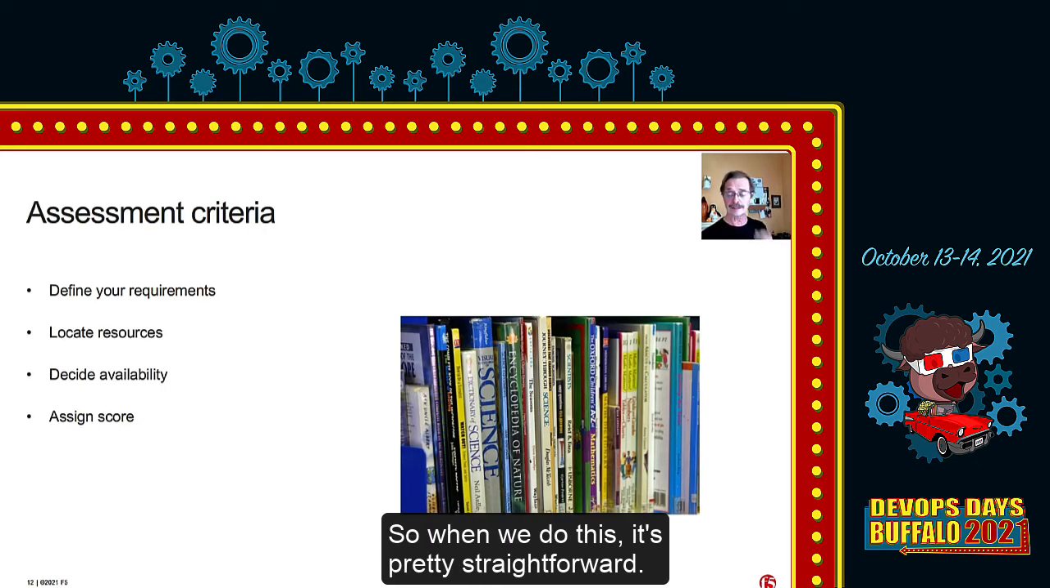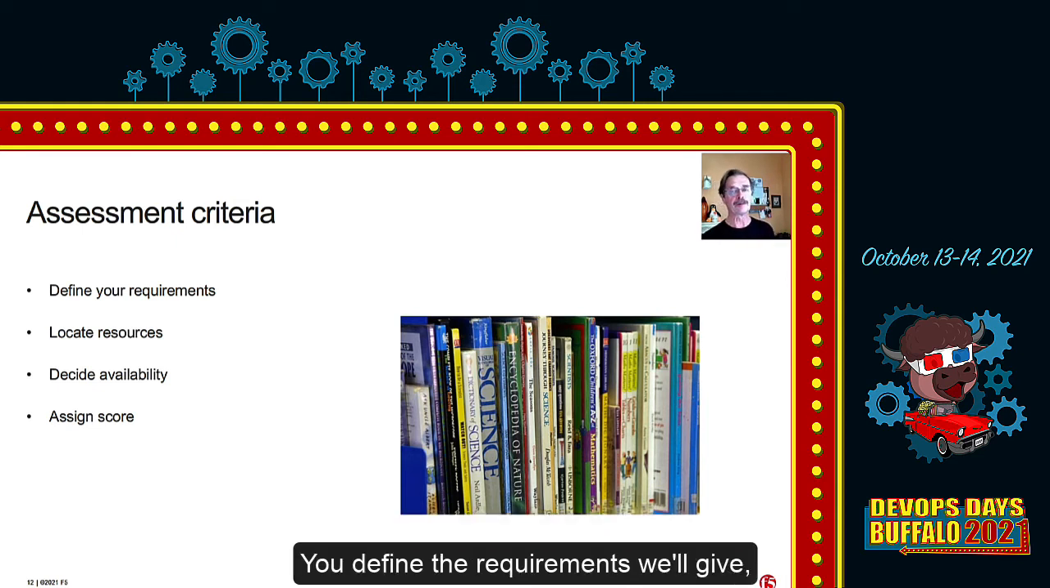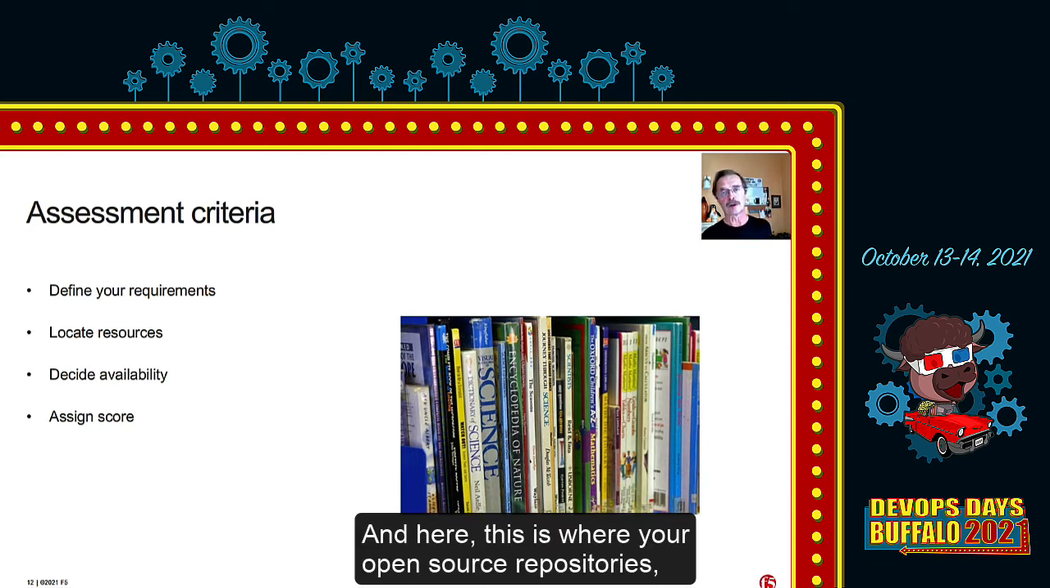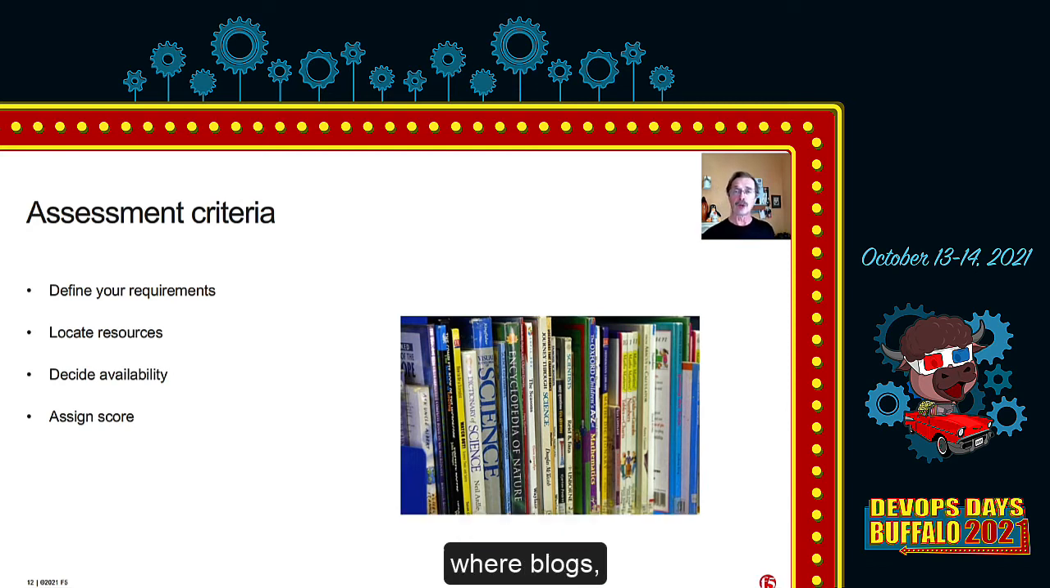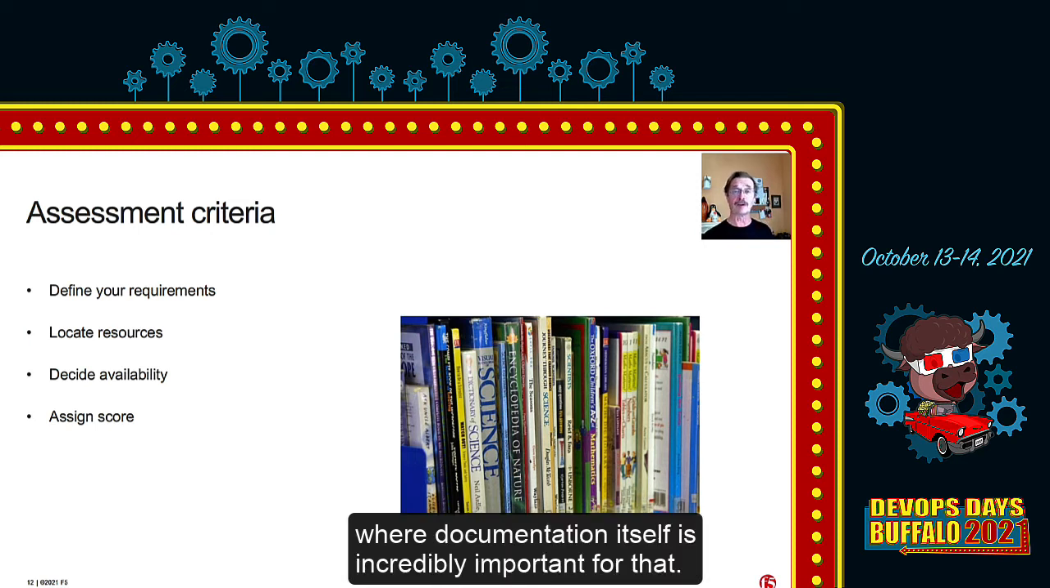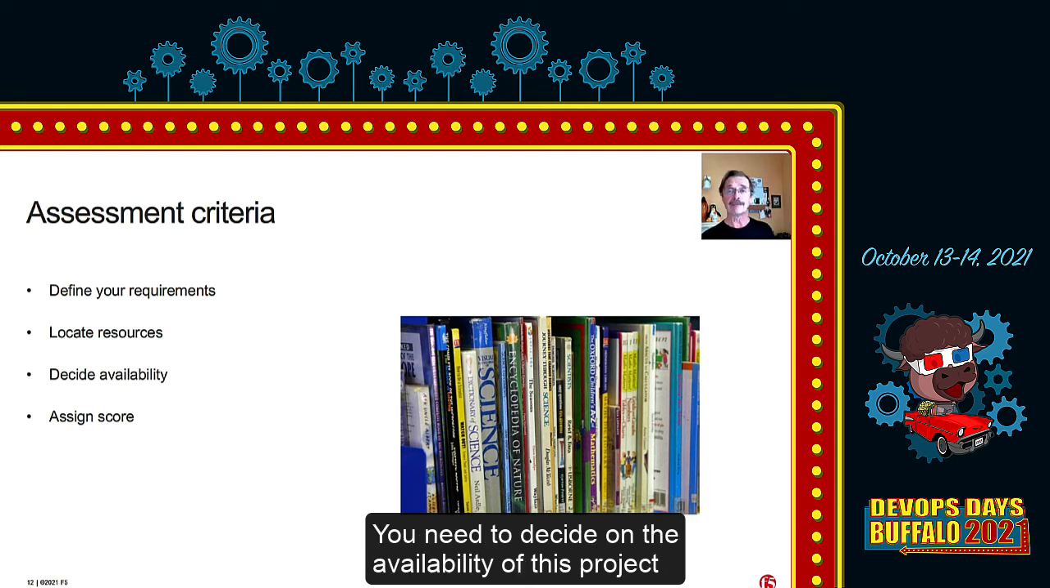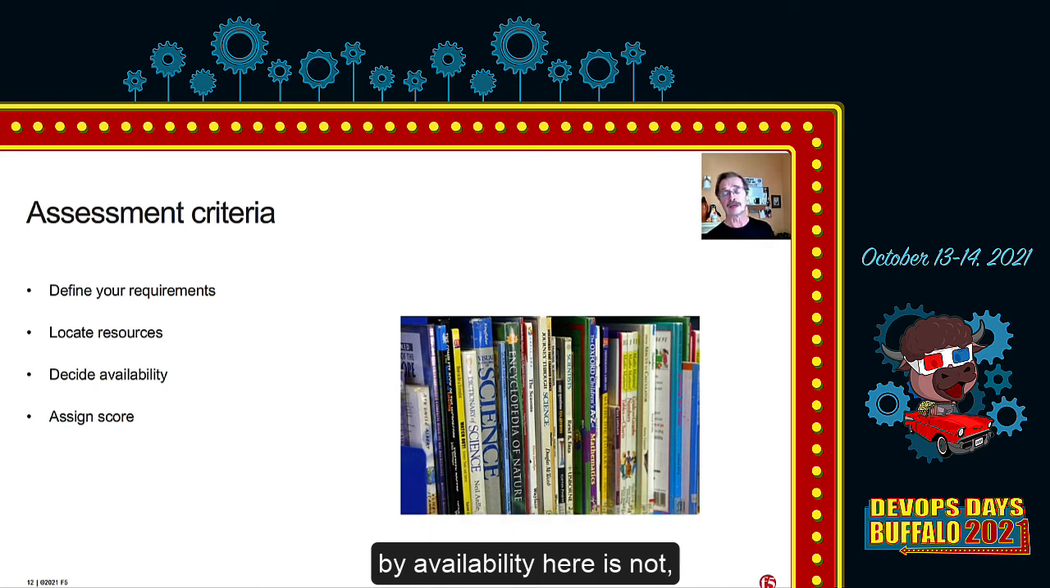So when we do this, it's pretty straightforward. You define the requirements. That can give you a good feeling for what the best practice looks like. You then need to locate the resources. And here, this is where your open source repositories, blogs, and documentation itself are incredibly important. You need to decide on the availability of this project. By availability here I don't mean can you download it or not, but is it continually improving? So the availability of that environment. And then assign a score.